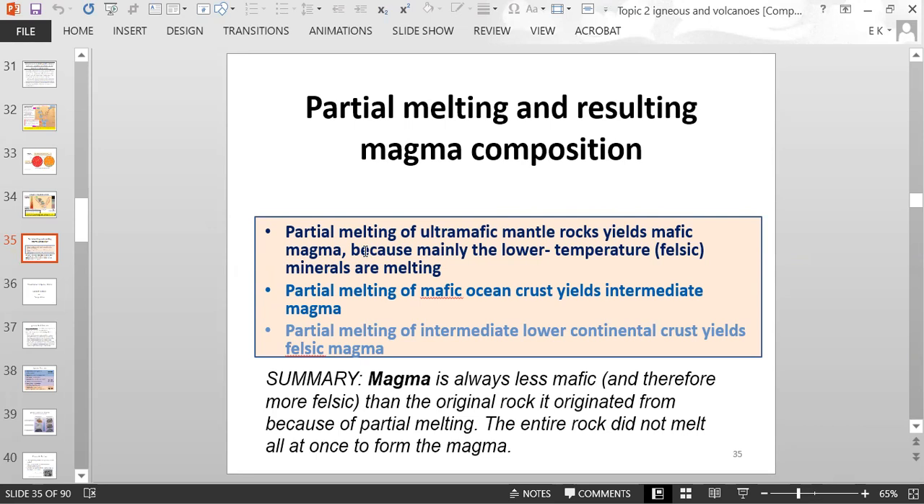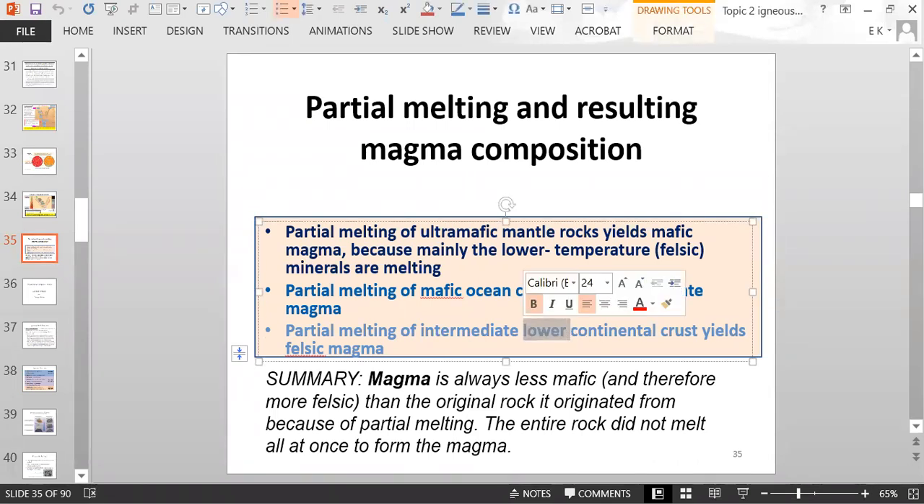chamber, and then perhaps even erupting out of a volcano. So then when you partially melt mafic ocean crust, you're going to end up with intermediate magma. And then when you partially melt intermediate lower continental crust, it's going to give you felsic magma.